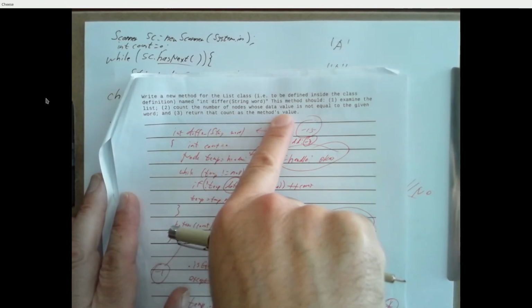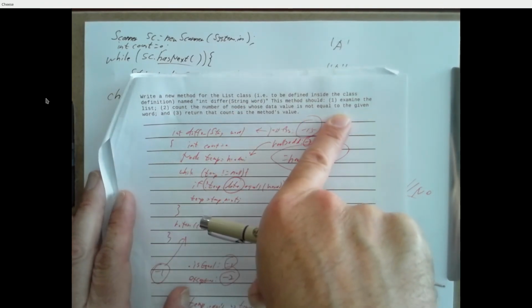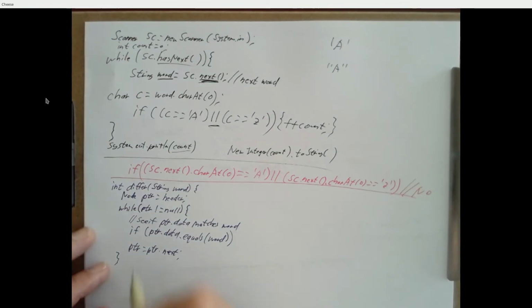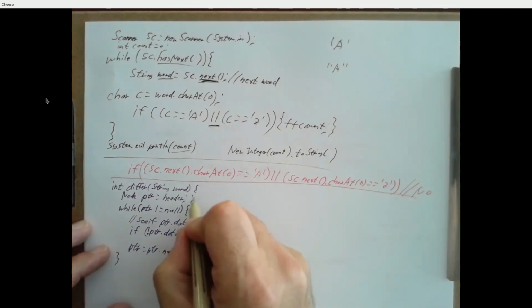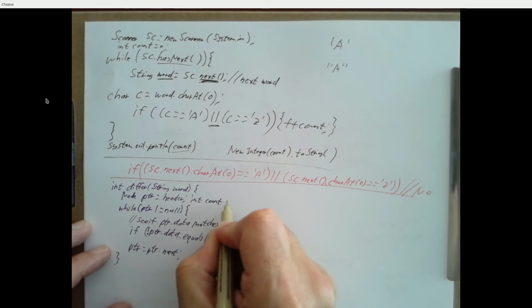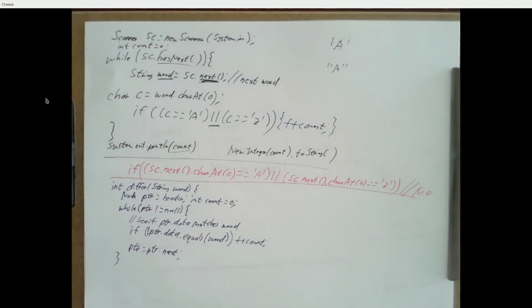And it says we want to count the number of nodes where the data value is not equal to the given word. So we want to increment if this is not true. We can put an exclamation mark that negates a condition. And if this is the case, let's increment count. Well, what is count? It's our global counter, so I'm going to initialize it as an integer equal to 0 before I get into this while loop. And at the end, we just want to return count.